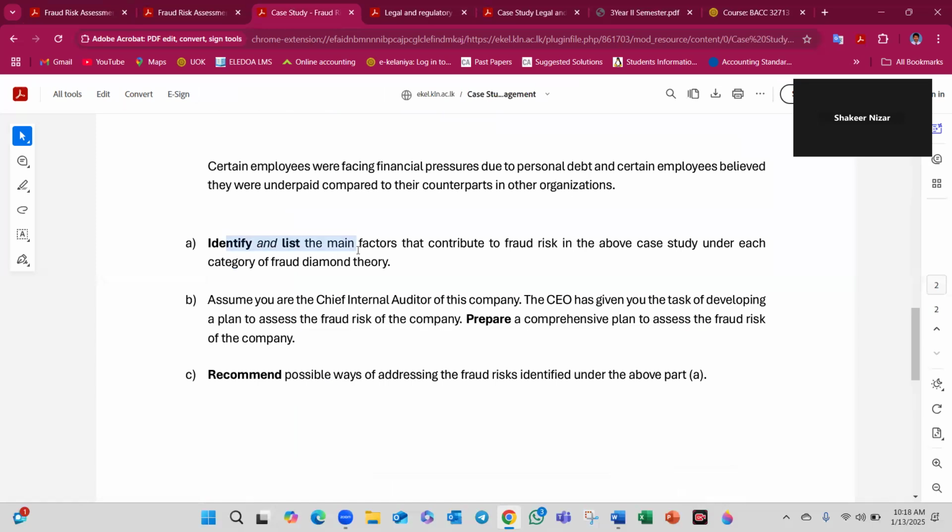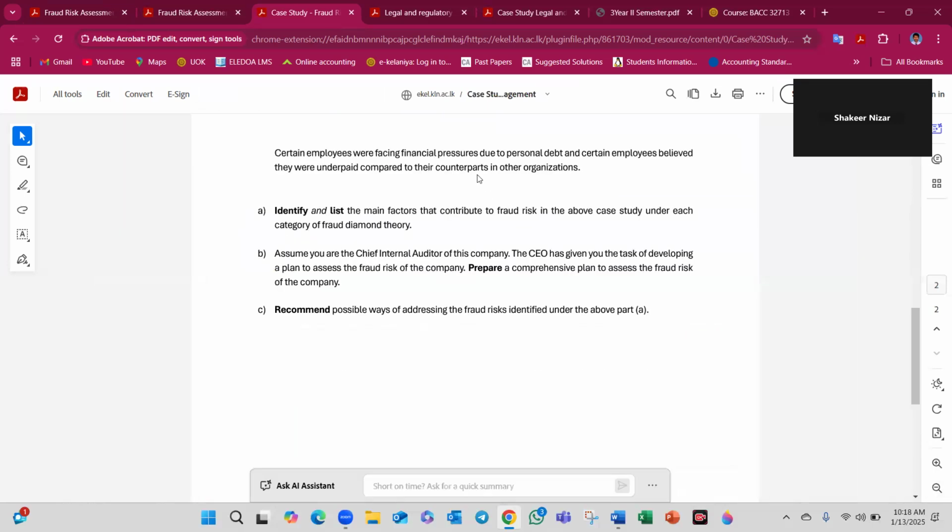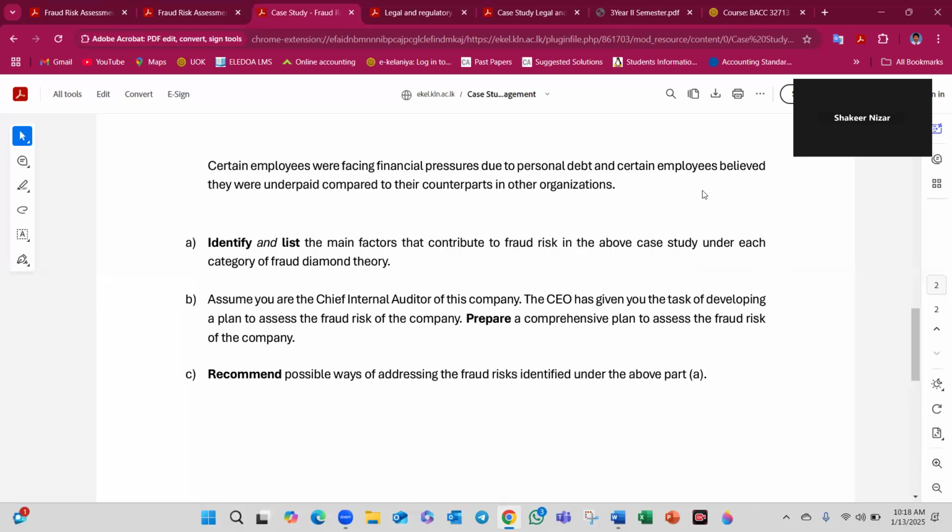So identify and list the main categories that contribute to the fraud risk under each category of the fraud diamond theory. So you need to write fraud diamond theory. It identifies four aspects which are acceptable for the fraud risk. You can write it even here, like the four angles.